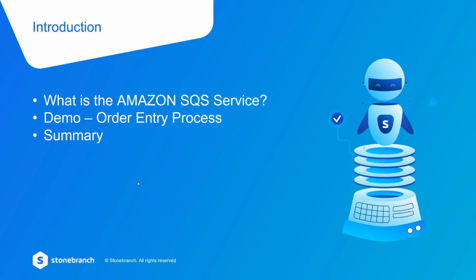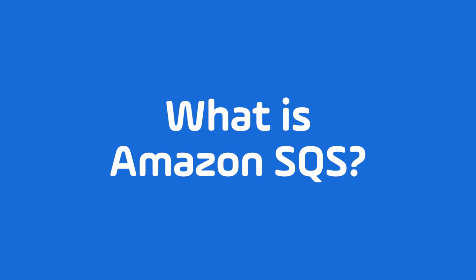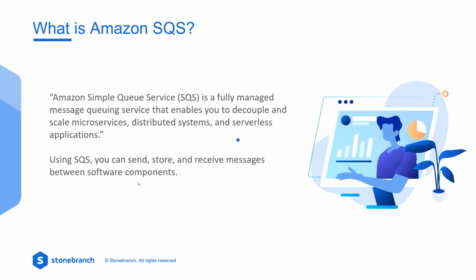Today I'm going to talk about how to use AWS SQS message queues in a business process workflow. But first of all, what is Amazon SQS? Amazon Simple Queuing Service is a message queue service used by distributed applications to exchange messages through a polling model and can be used to decouple sending and receiving components. This allows you to decouple and scale microservices, distributed systems, and serverless applications. Using SQS, you can send, store, and receive messages between software components.